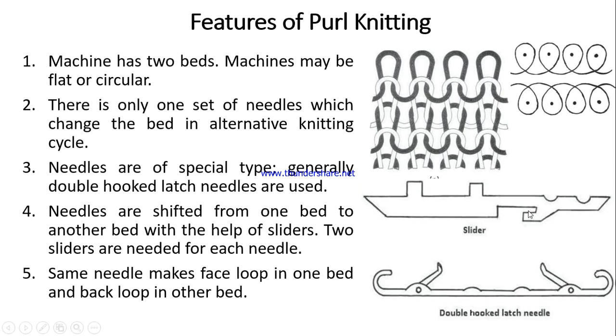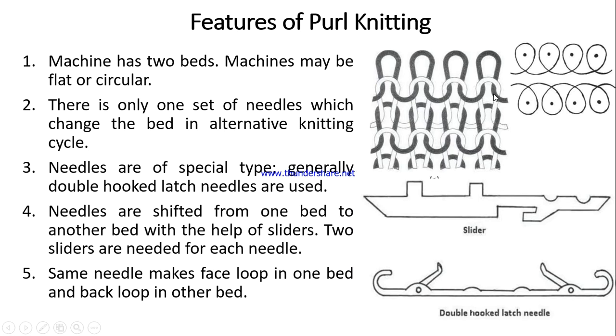There will be a slider. The slider helps to slide the needle from cylinder to dial and dial to cylinder. So the needles are of a special type, generally double hooked latch needles. Needles are shifted from one bed to another with the help of sliders. Two sliders are needed for each needle, because one slider pushes it from dial to cylinder, and another pushes it from cylinder back to dial. Some needles make a face loop in one bed and a back loop in the other bed.